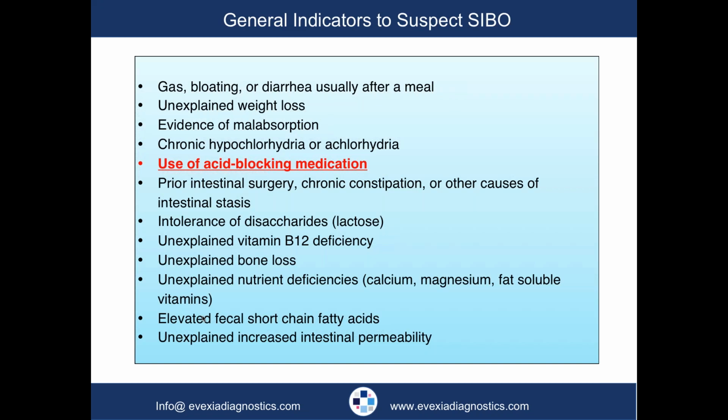So let's go over some of the general indicators on this slide, and I'm going to go over some specific ones on the next slide and risk factors as well. So just sit back and think about your patient coming in, on their patient history. These are going to give you clues, the general indicators. First, very obvious: gas, bloating, or diarrhea, usually after a meal. If the patient presents with that on the patient history, that puts them in the potential for suspected SIBO.